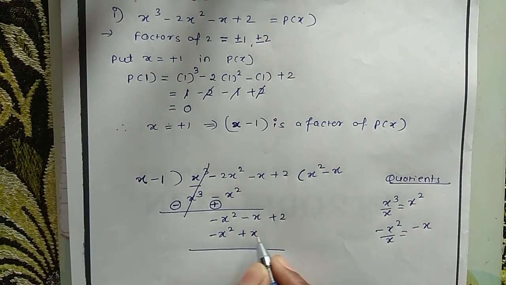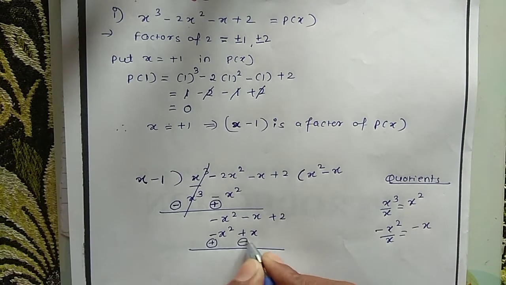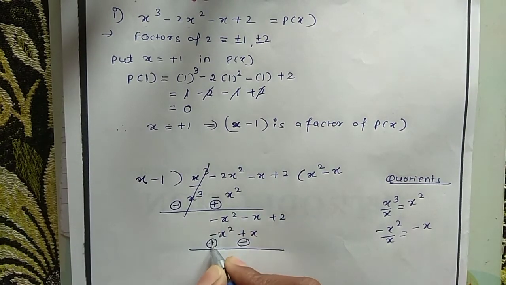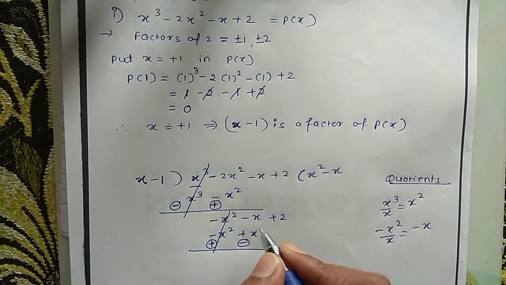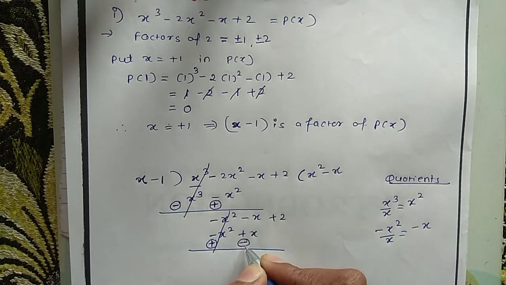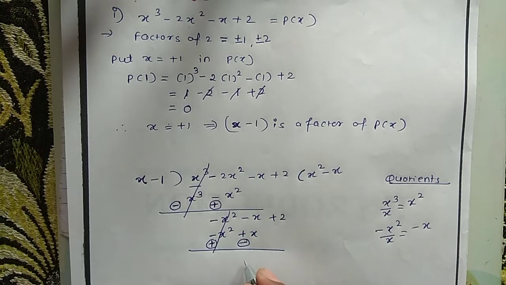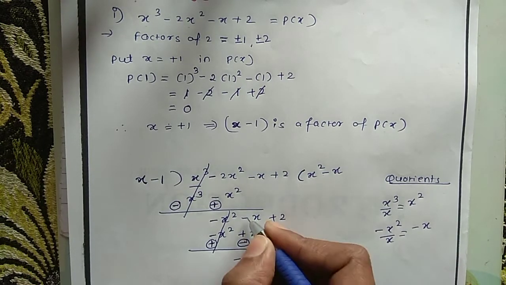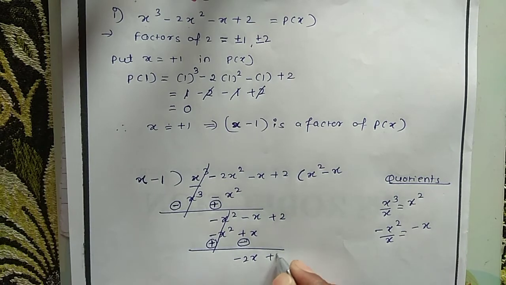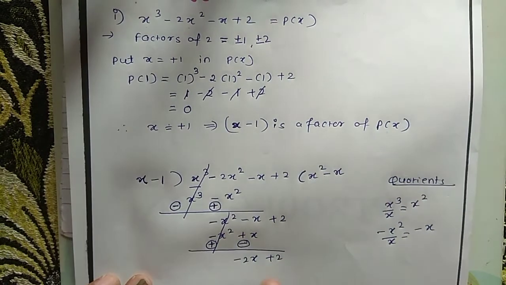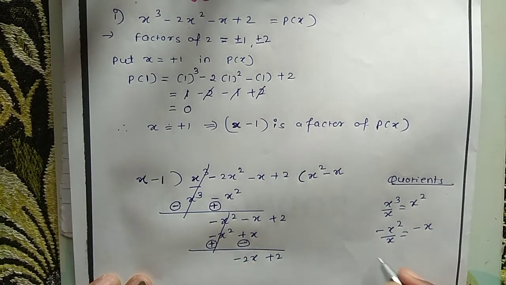Then follow the same procedure. Just change the sign of the second row. Minus will be plus. Plus will be minus. Minus x square plus x square will get cancelled. Then here both are having minus sign, so we have to add. So minus x minus x will be 2x. Sign will be minus only. Plus 2 bring down.